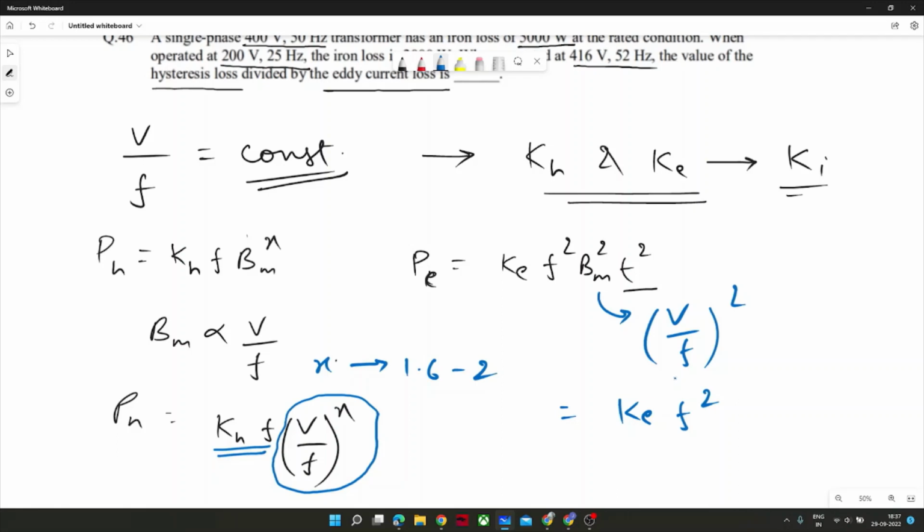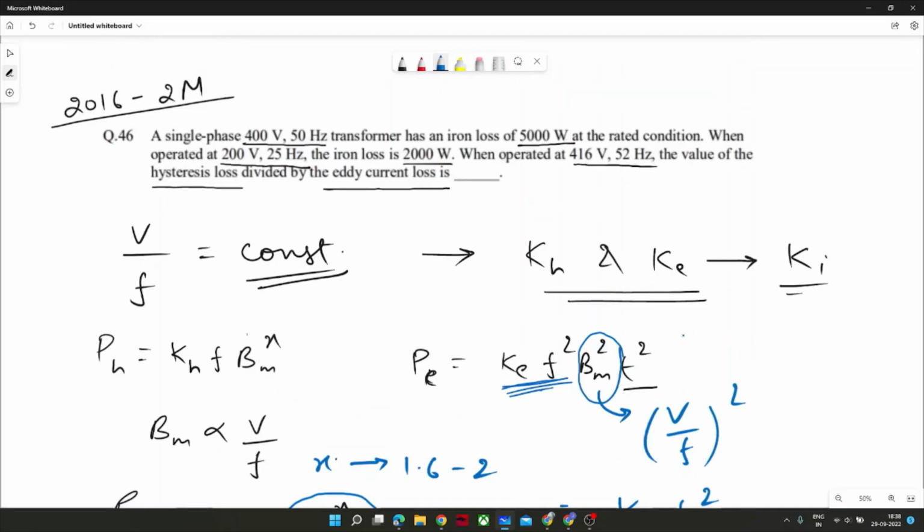I think some mistake is there. Sir, can I say something? Yeah, please go ahead. Sir, here V by F is constant in both cases. I got it. So if it is constant, it won't matter here, right? That's what you want to say? Yes sir. So it will effectively vary with KE F square.